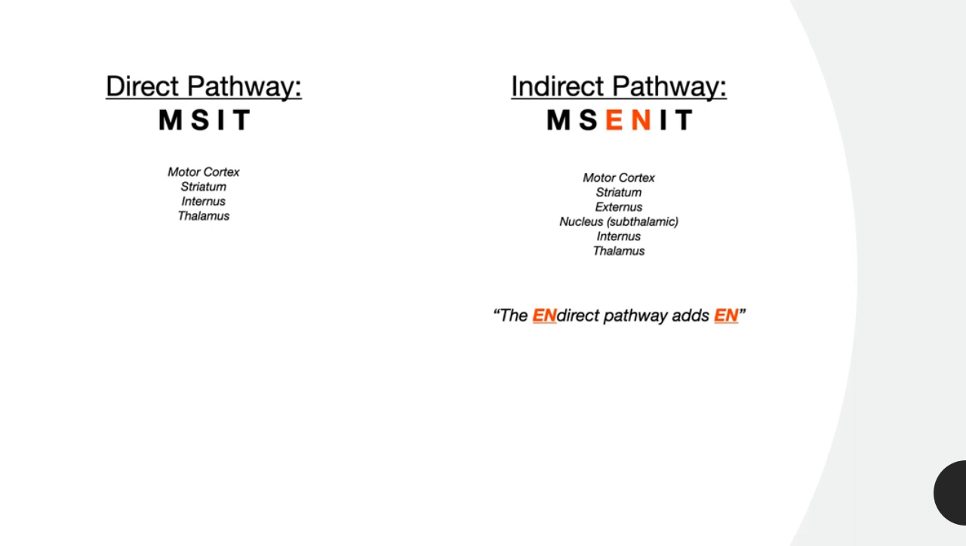And this reminds you that in the indirect pathway, you're also adding the externus, right? Globus pallidus externus, and the subthalamic nucleus. So if you remember MCIT for direct and indirect and add the in for the indirect pathway, you'll always be able to remember what the order of these structures are.